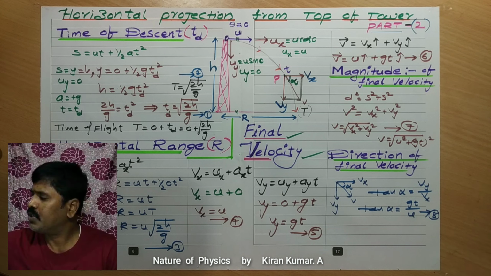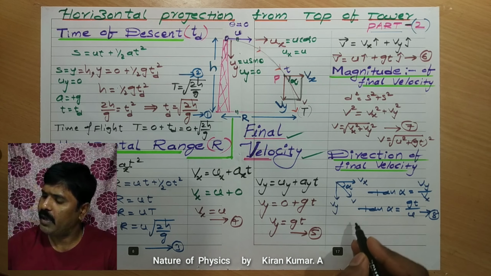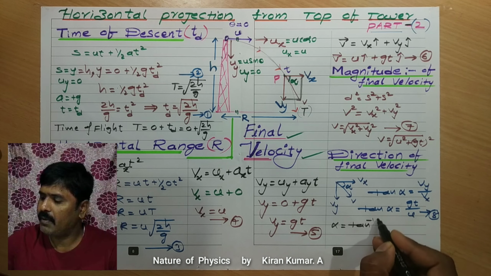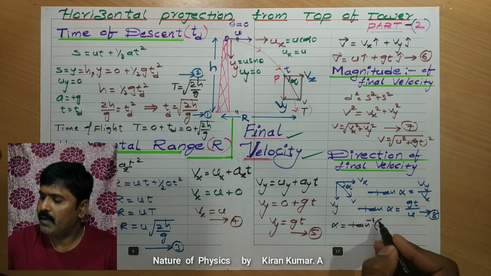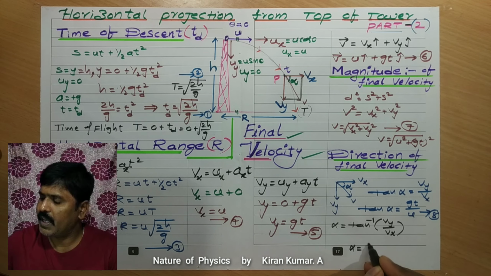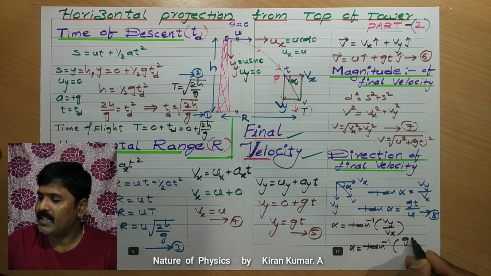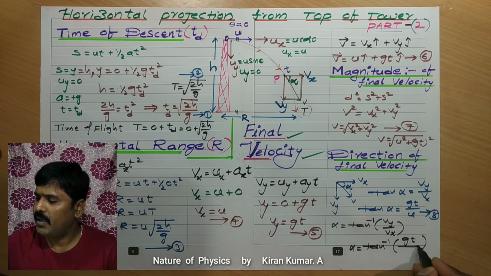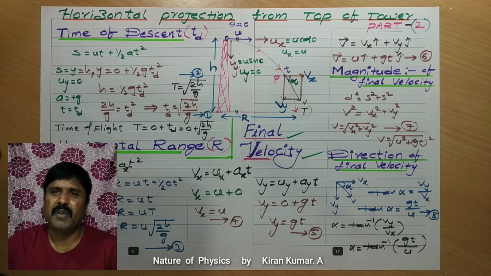And also the next step we can write like this, student. So alpha is equal to tan inverse of vy by vx, and next alpha is equal to tan inverse of vy is gt and vx is equal to u. The horizontal component of velocity remains constant.